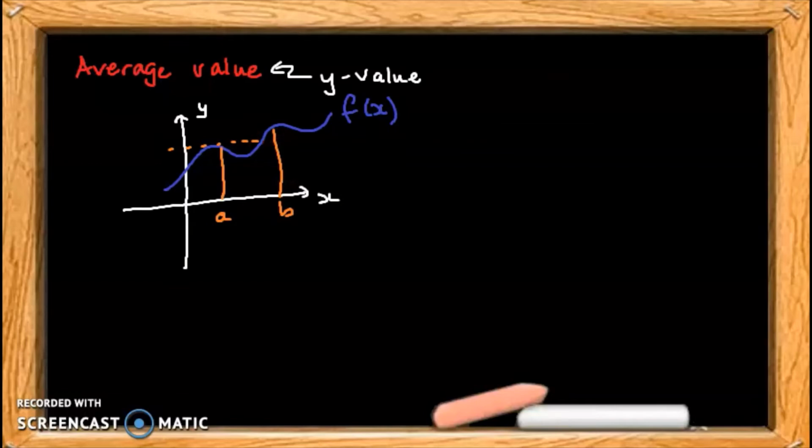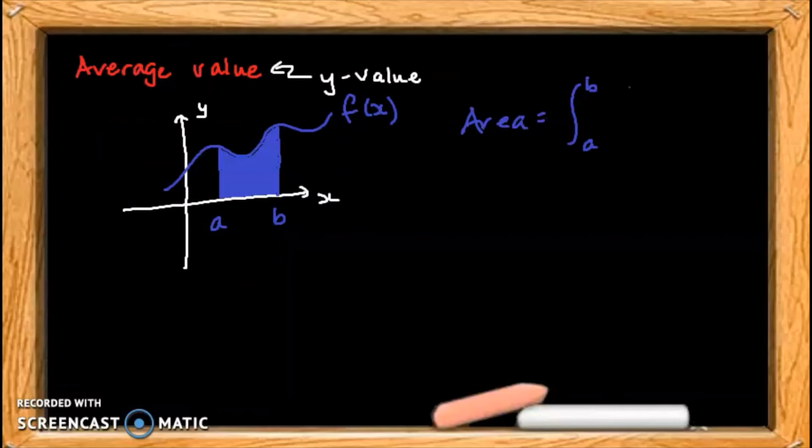Now, if we remember, we know that the area between these 2 points, so let's again draw it all in blue between A and B, my area, blue here, is the integral between A and B of my function with respect to x.